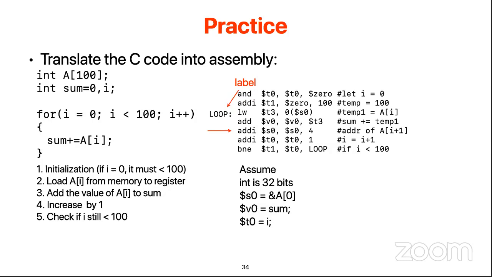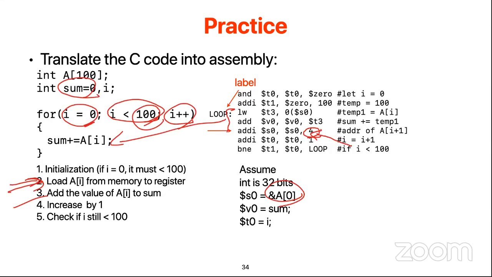Other questions? Okay. I had a question about the loading. What does it mean when you put the 0 in front and then the register in parentheses? That's the convention of the C programming language. This means the address of A0.